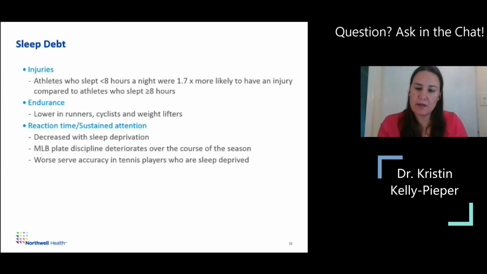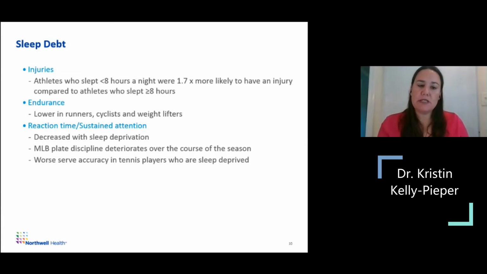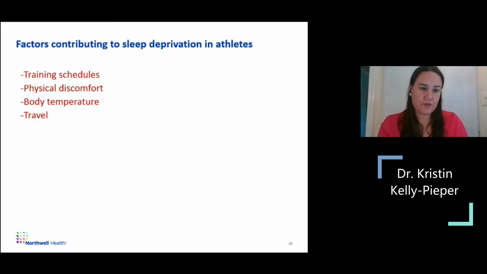So one study in Major League Baseball showed that towards the end of the season, when maybe you would expect people, because of all the practice, to be hitting at their best, they actually had a deterioration in their plate discipline. So actually their batting skills could be worse with more prolonged sleep deprivation. Similarly, we saw this in tennis players who are sleep deprived, where they had less accuracy in their tennis serves.